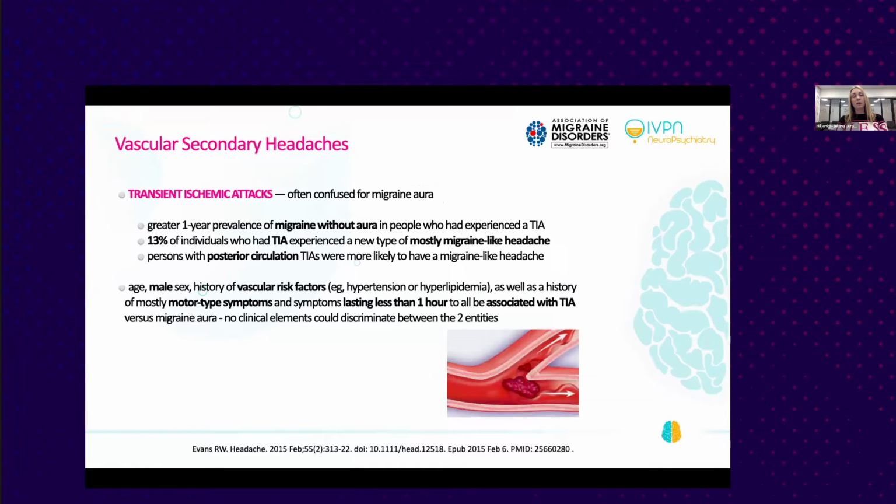Is there some connection between TIAs and migraines? Well, yes, of course. It seems that if somebody has a TIA, especially in the posterior circulation, lasting less than an hour, and if you're a man, and if you have had it in the previous year, and it was a migraine without an aura, you have a 30% chance of getting a migrainous headache.